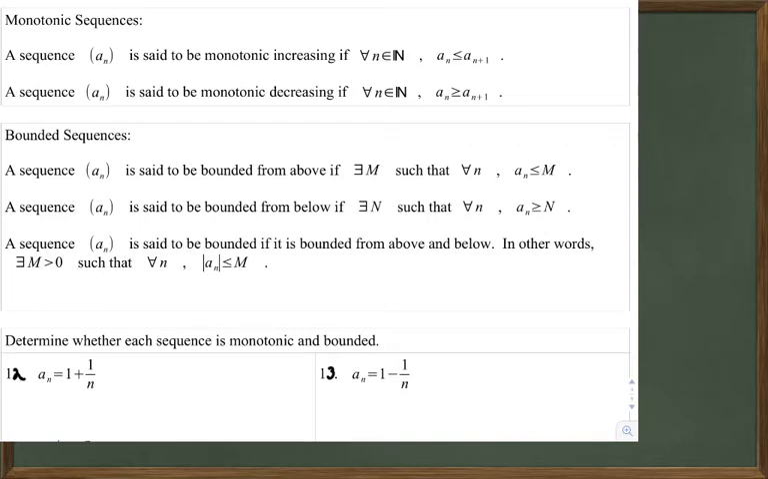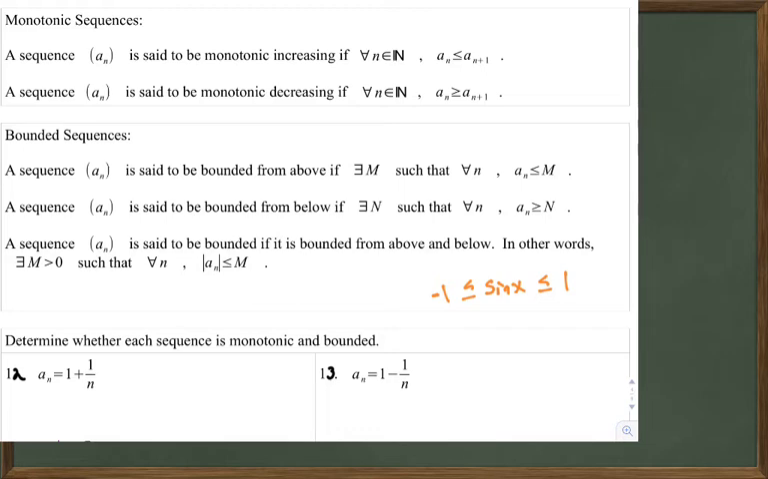Okay, and so very similar to bounded functions. For example, the sine of x is bounded above by 1 and bounded from below by negative 1. Okay. All right, so let's do some examples.